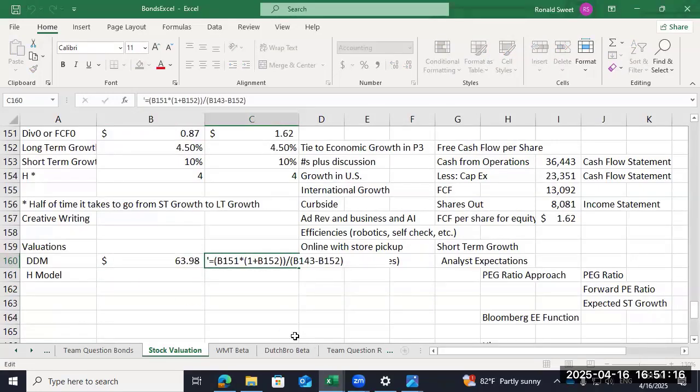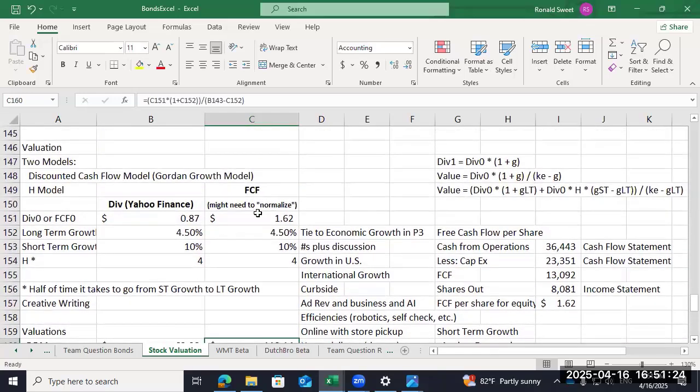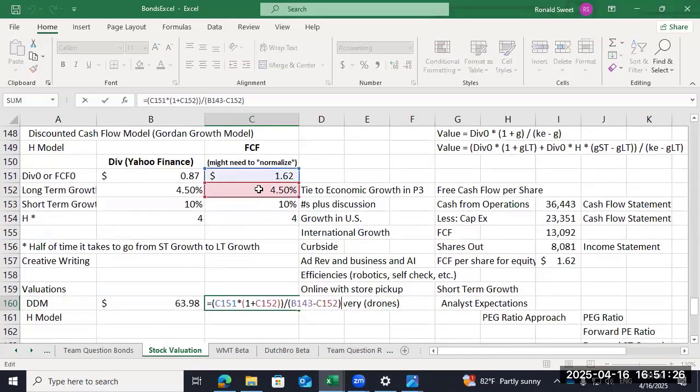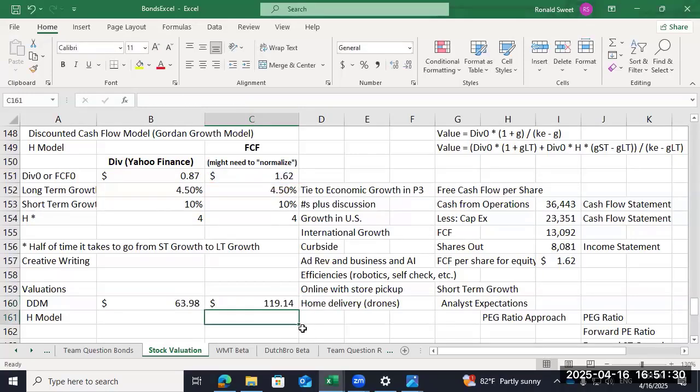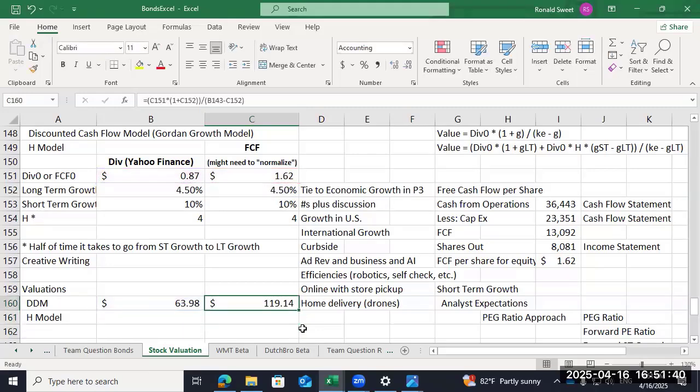We can do the same thing. I guess I could probably copy it over. I can do the same thing here, but instead of using dividends, I'll use the free cash flow. And obviously it's going to be higher by just the difference in those two numbers. So I should be able to double check and see. It should be, yeah. So if I use free cash flow, I'm getting a much higher number.